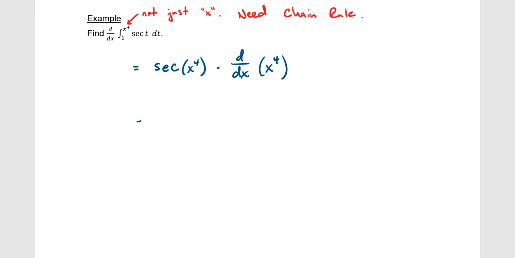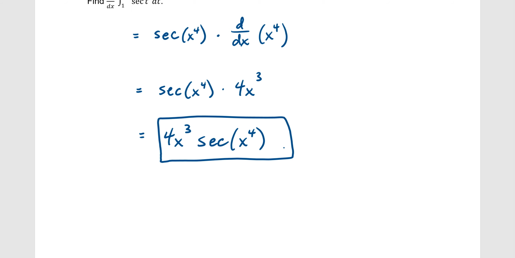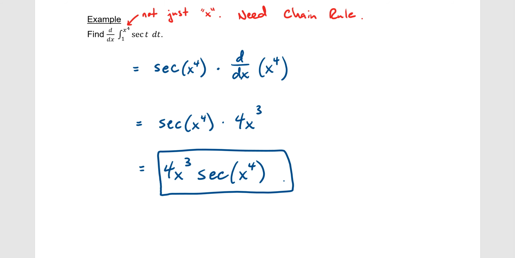So now this is going to be the derivative of x to the fourth, which is power rule. That's 4x cubed. So now we're done. Now it's simply 4x cubed times secant of x to the fourth. Okay, so just a little bit tricky for that one, but if you know the little trick that you have to do using chain rule, then it's not too bad.